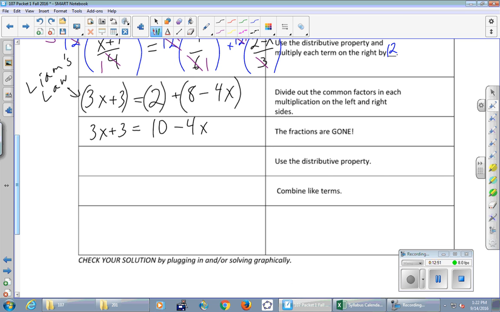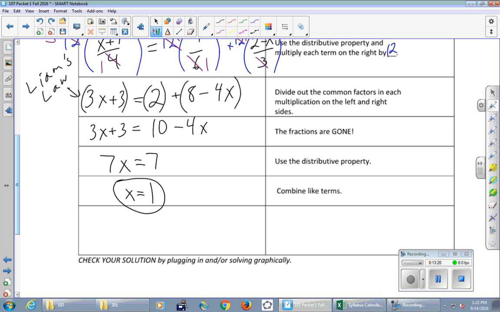Again, no fractions. I like getting my x's to be positive, so I'm going to add the 4x to both sides, 7x. And then that 3 is going to go over by subtracting 7. And then divide both sides by the 7. X equals 1. So there's our answer.